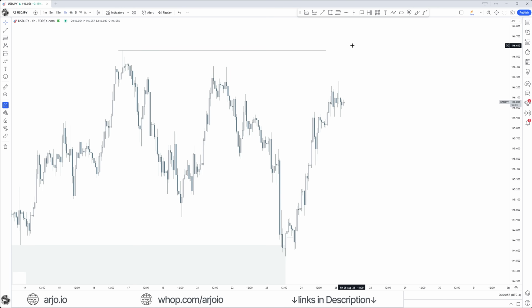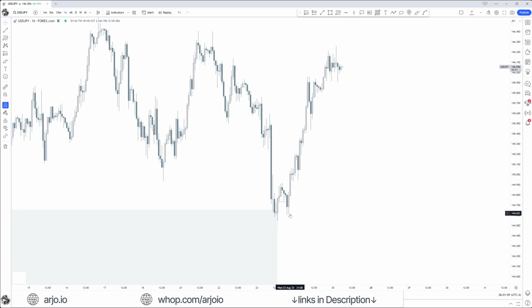Because that will be the highest probability. That will give you the highest win rate and the highest returns. Then right here, we see that ST. And what do we see after?